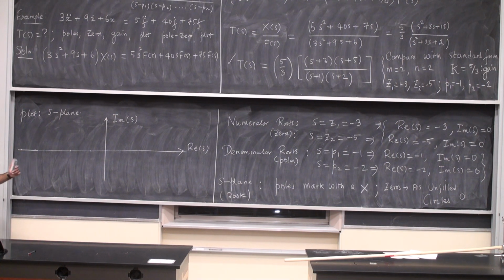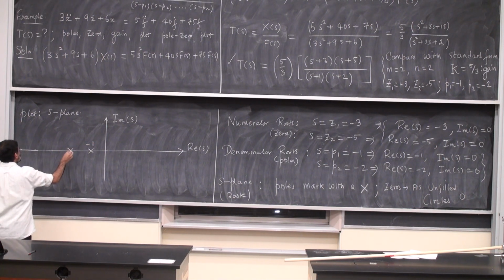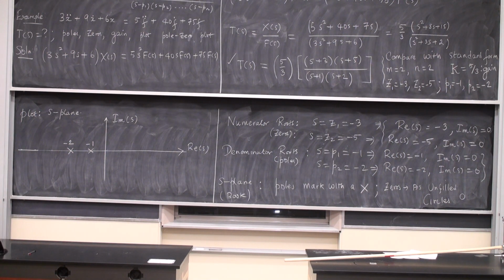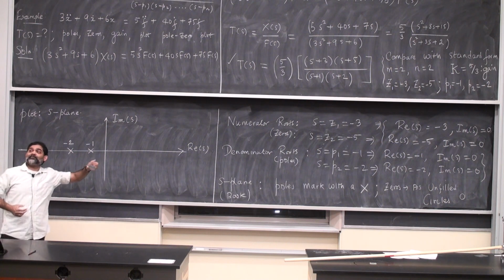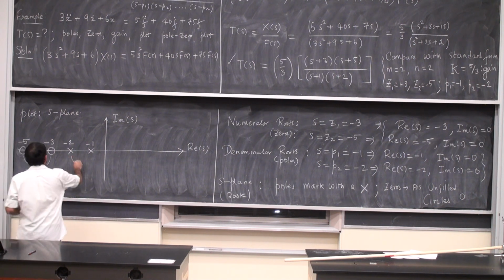So I first mark the poles, -1 and -2. Then I mark the zeros of the system, which are -3 and -5. There are no imaginary parts for any of them, so none of them lie in the quadrants rather than on the axes themselves. There's one here, -3, -5. So these are the zeros. Makes sense, the unfilled circle looks like a zero. These are the poles.